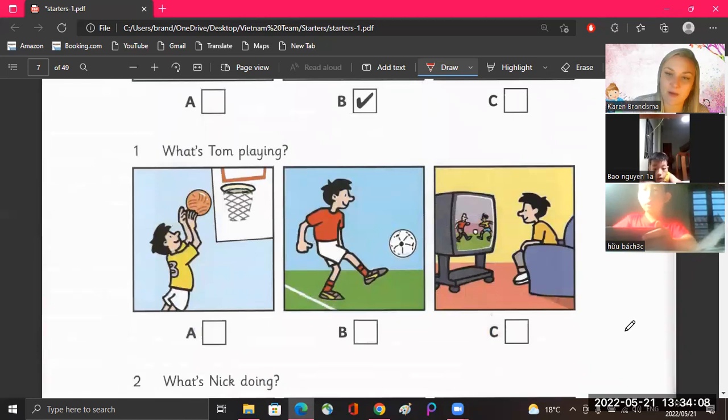Okay, number one. Bach, what's Tom playing? Is Tom watching television? No, he's playing in the garden. Is he playing football? No, he isn't. He's playing basketball. Is it A? Very good.